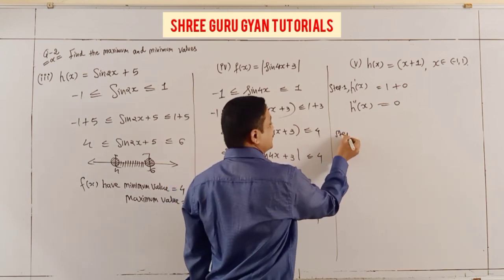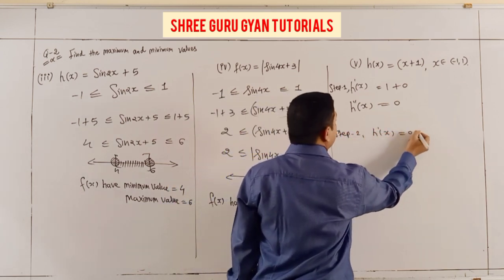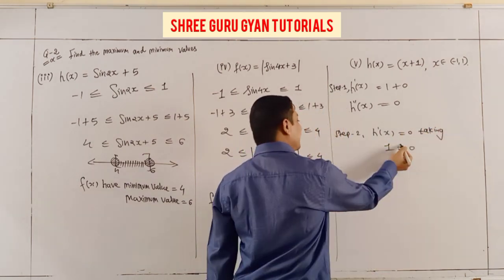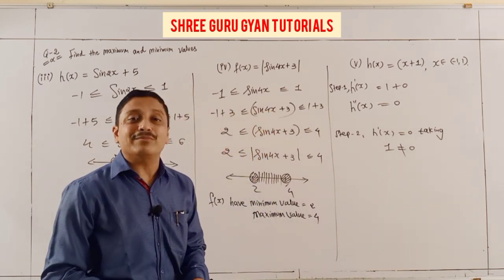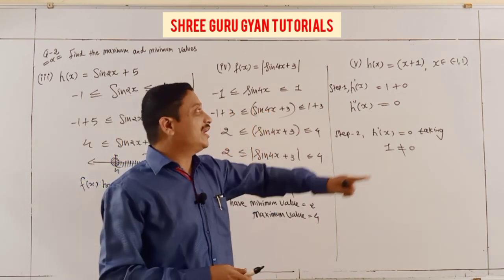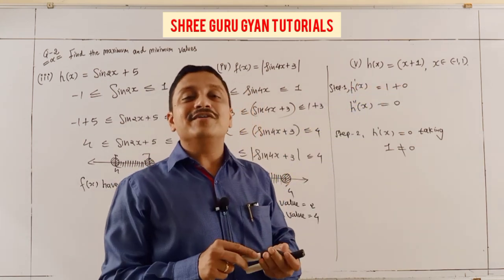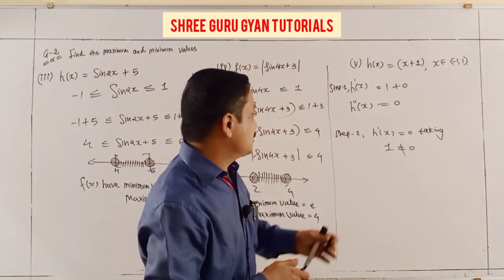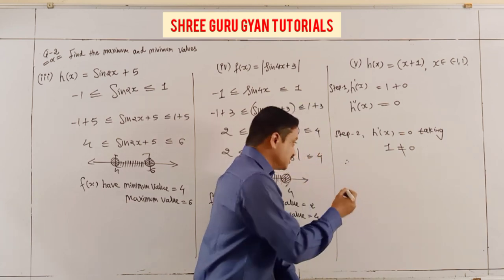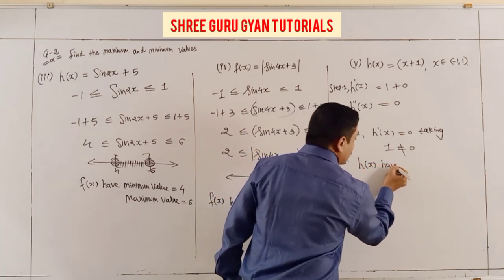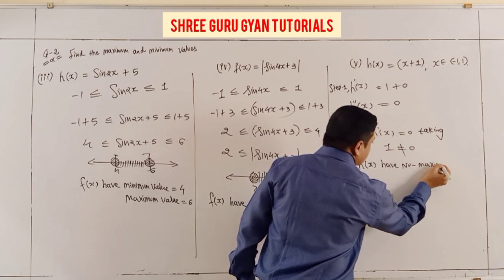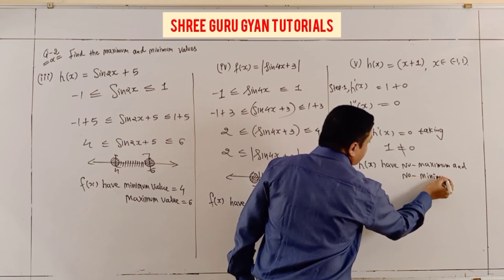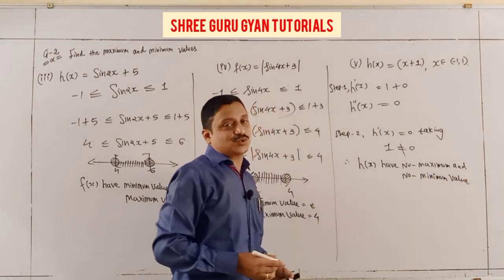Yes. What is step 2? h dash x equal to 0 taking. But here 1 equal to 0. No, it's not possible. It means here the minimum and maximum value we cannot determine. Already I told you it is a linear equation. Linear equation means straight line. And a straight line has no minimum, no maximum number. So here students 1 is not equal to 0. So my answer is h(x) has no maximum and no minimum value. Here students, this question is easily done.